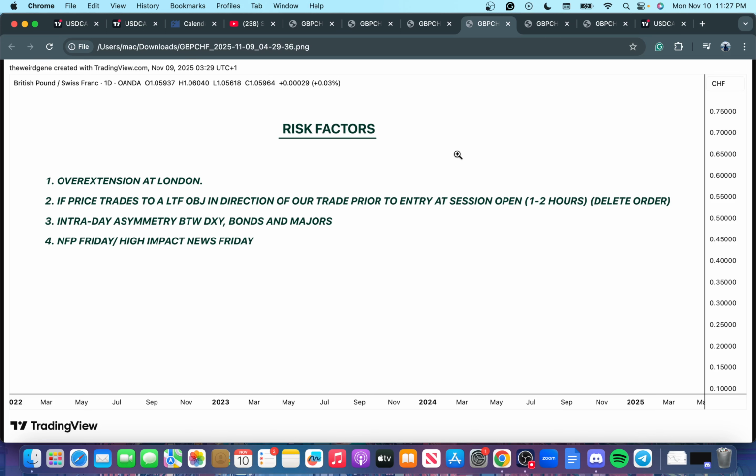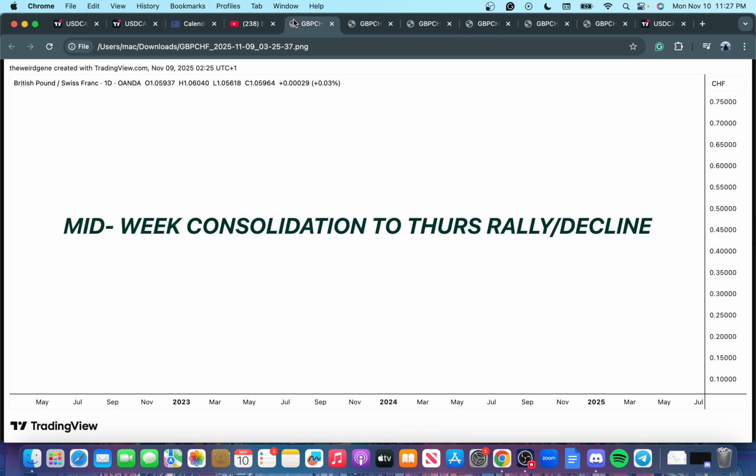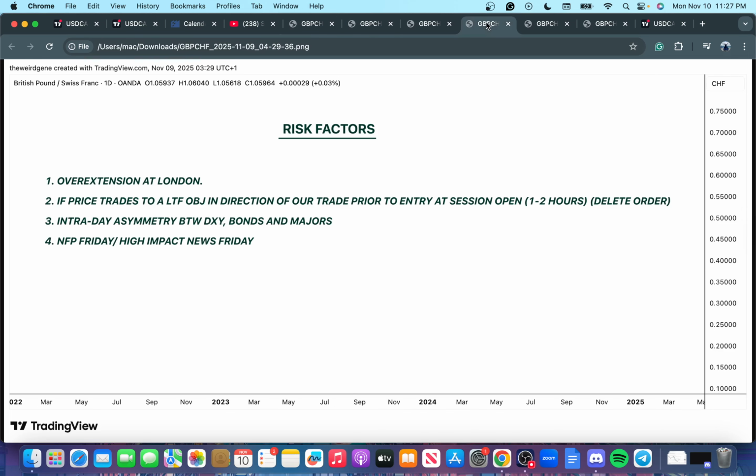But we're going to talk about risk factors for the midweek consolidation to Thursday rally slash decline. What we're looking for with the model is a lack of volatility during the week leading up to that New York session Thursday. We don't want to have seen a significant one-sided price delivery, which is the keyword here, because significant one-sided price delivery means the market is not in a consolidation. The market was actually trending. We don't want to see trending market conditions.